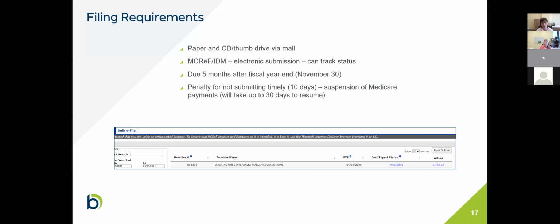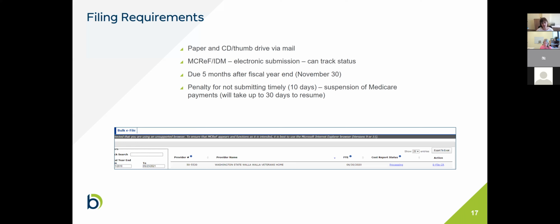Now let's talk about what happens if you do not file your cost report on time. You have about 10 days of grace period, and some of the facilities did not get 10 days this year. From some MACs, like National Government Services, was especially strict on that. They didn't even wait 10 days. They issued a notice of suspension of payments at the end of day 9.